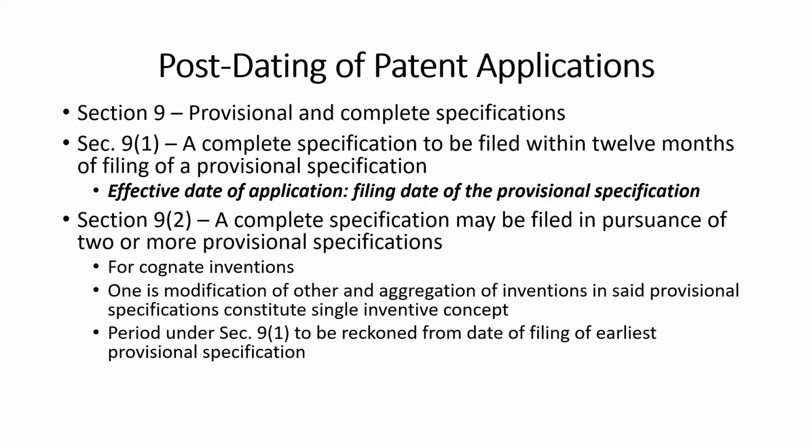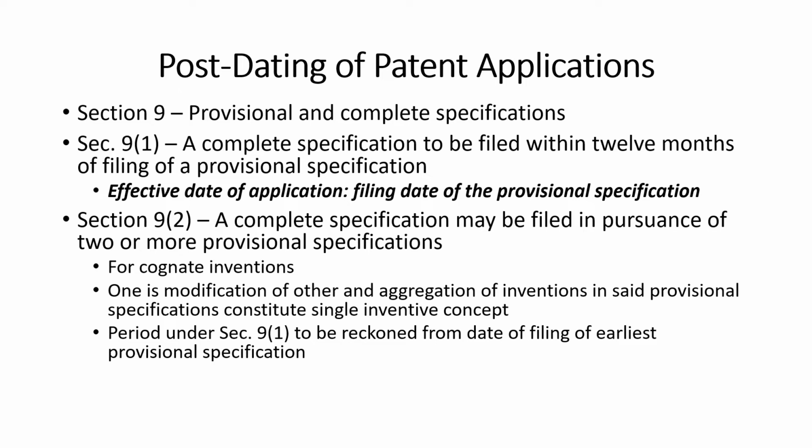So what you can do is, if all these inventions could be combined together so as to form a single inventive concept, you can file a single complete specification derived out of a combination of these two or more provisional specifications. So Section 9(2) provides you with that benefit: you can derive one complete specification out of two or more provisional specifications. However, if you are doing so, then the filing date of the earlier provisional specification is considered as the effective date of the application or the priority date.